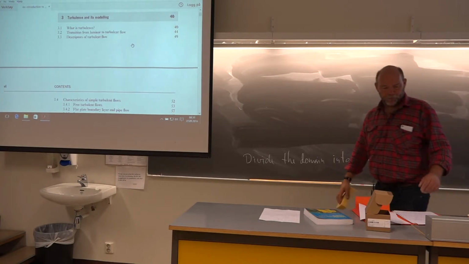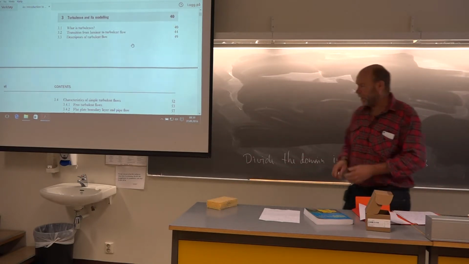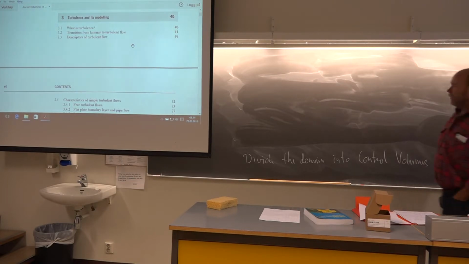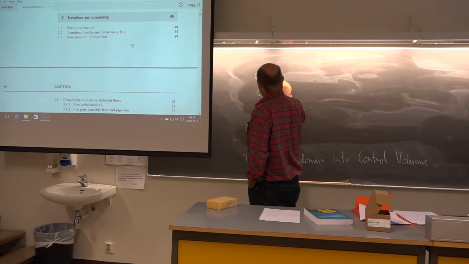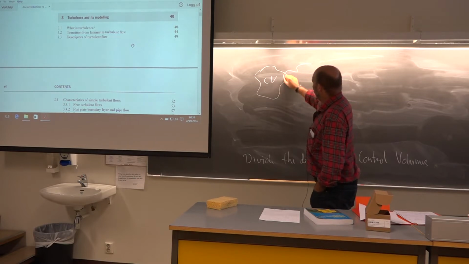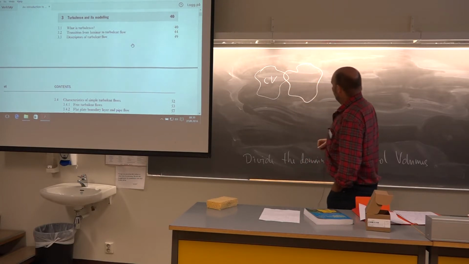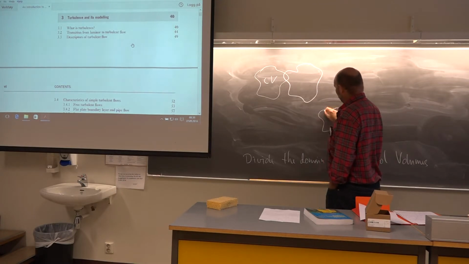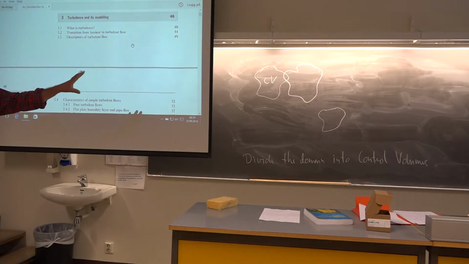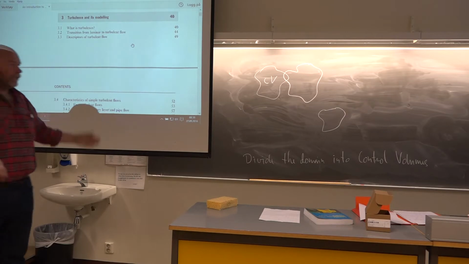When you divide up your computational domain, the area, into small volumes, how do you do that? According to the background here, there are actually no rules at all. You can do whatever you want. So you can say here I have a control volume, CV, and here I have another one, and here I have a third one. And now these volumes are part, say, in the middle of a stream or whatever.